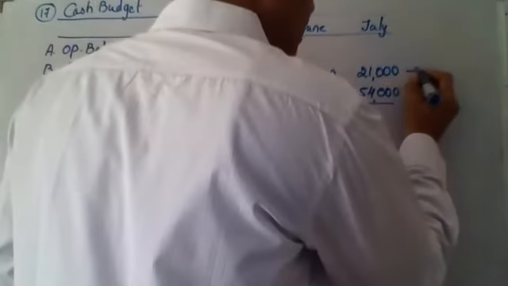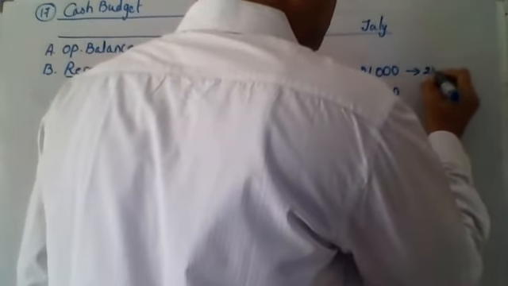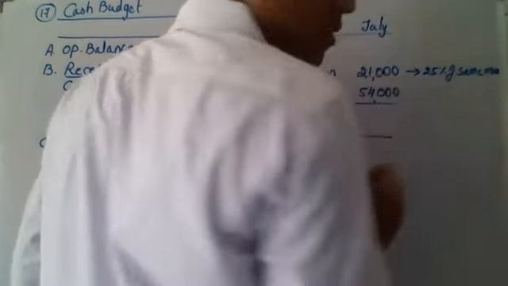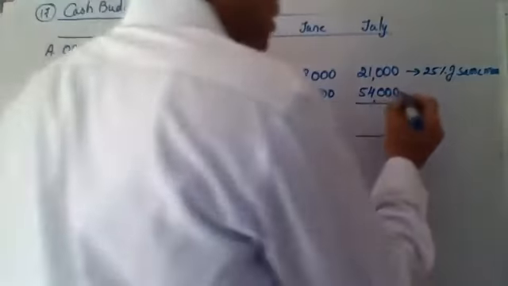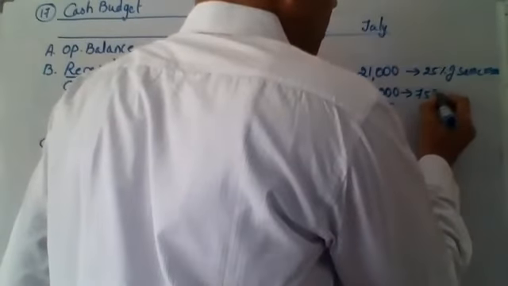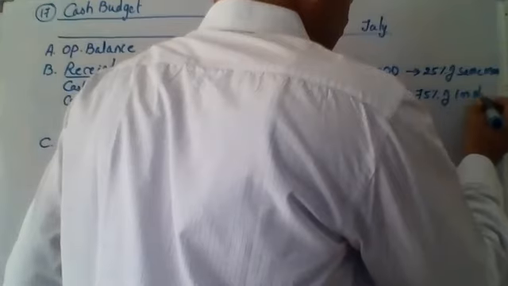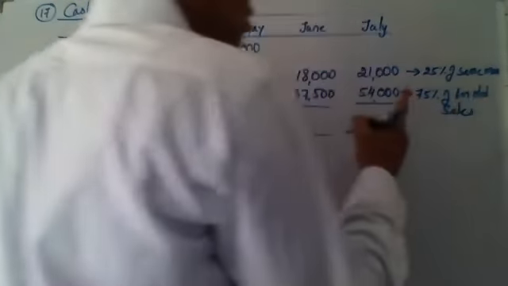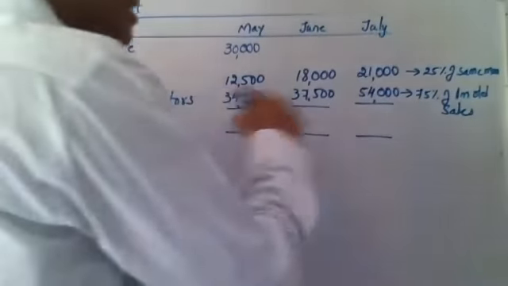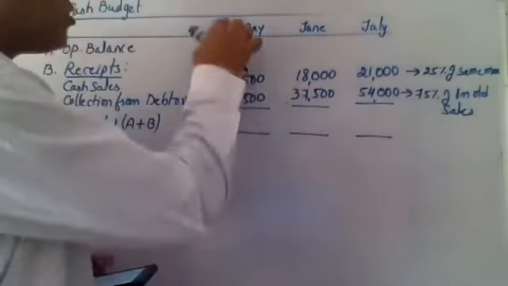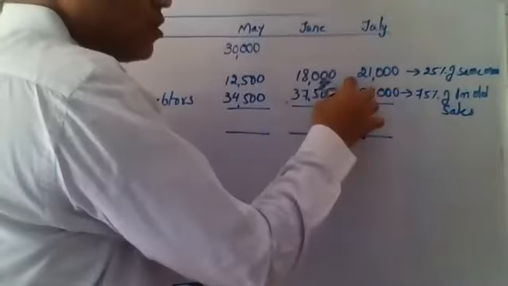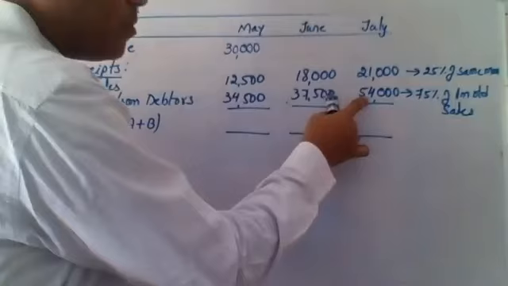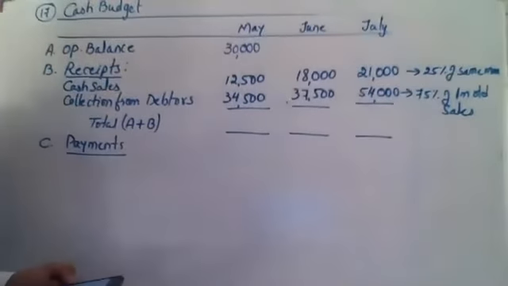So I will write it for your understanding here. 25% of the same month, and 75% of 1 month old sales. So 75% of 1 month old sales is this, 25% of the same month. So 25% of May, 25% of June, 25% of July. Then 75% of April, 75% of May, 75% of June. All right, that will give you the receipts.